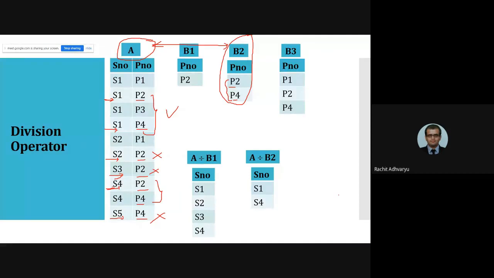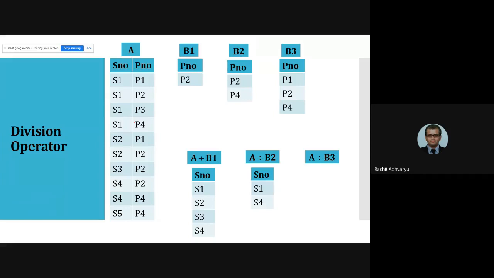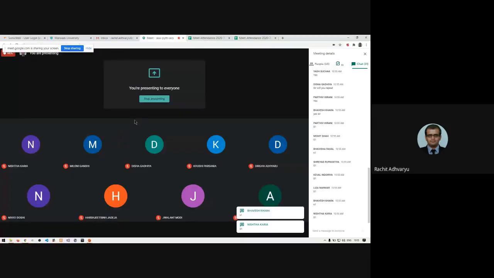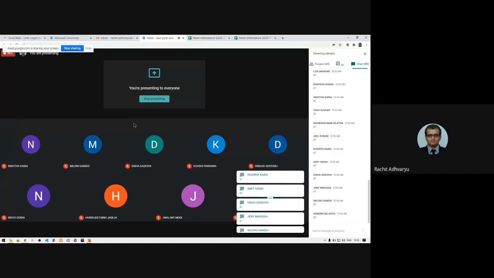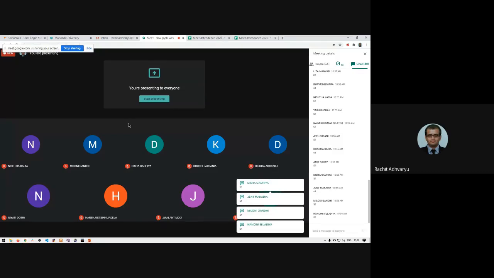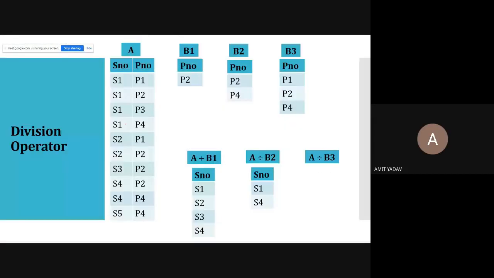Okay, if it is clear, give me the answer for A divided by B3. Give me the answer for A divided by B3. Okay, I got the answers from different students. Everyone is saying S1 is the only answer. So Amit, can you unmute yourself? Amit Yadav, can you explain why S1 will be the answer?